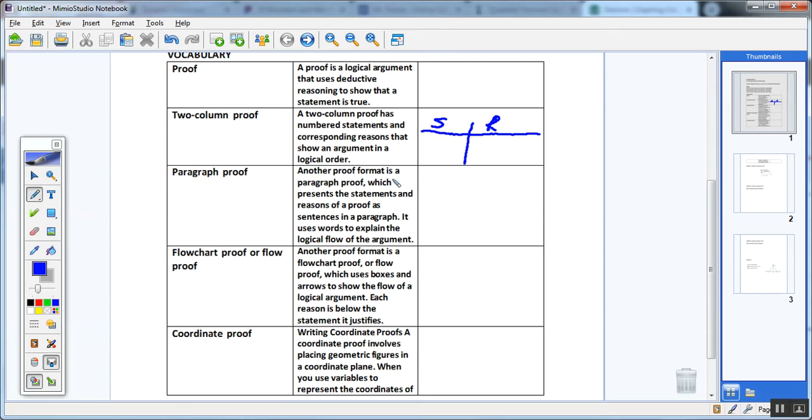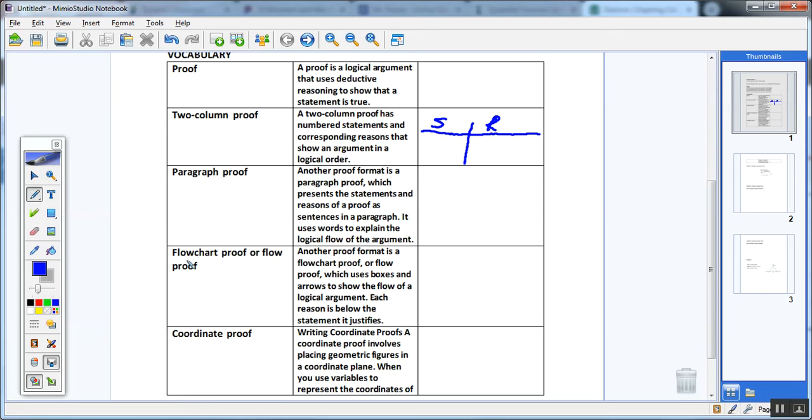Paragraph proof is another proof format, which is paragraph form. It presents the statements and the reasons of a proof as sentences in a paragraph. So it's just basically writing down what you think. It's just like, explain this. So if you were over in Mrs. Jensen's class, and she asked why did Homer do what Homer did in the Odyssey, you would write out a paragraph, right? So if I ask a question, why is this true? We can also prove this in paragraph form, and I'll show you how that works.